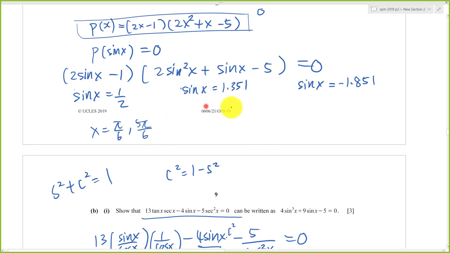Okay, so then this one, you can just use the calculator, but make sure you change your calculator into the radian. So then you just shift sine 1.351. Because sine cannot get any value more than 1 and less than negative 1, right? So therefore, these two answers should be rejected. So I believe you only have these two answers, which is pi over 6 and 5 pi over 6.